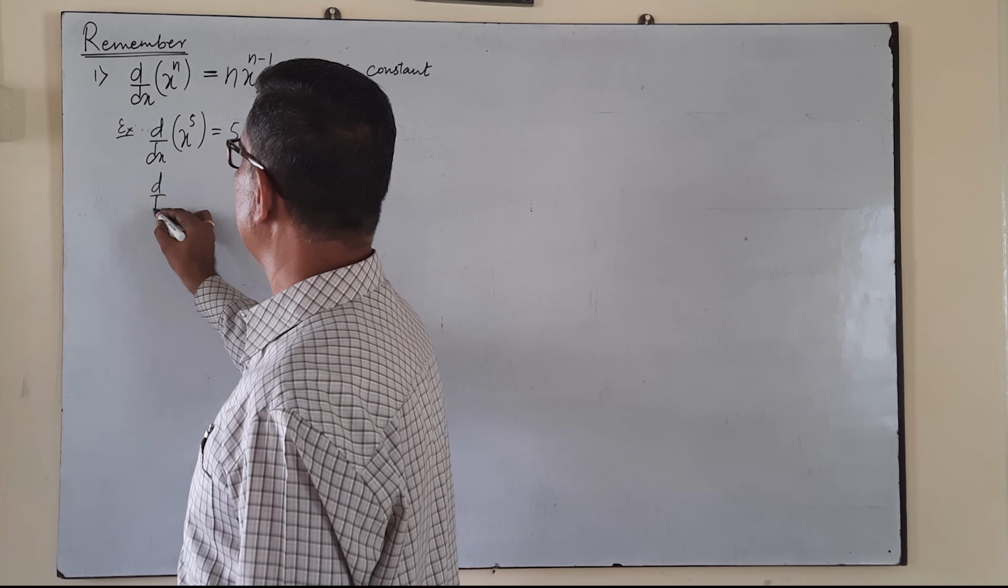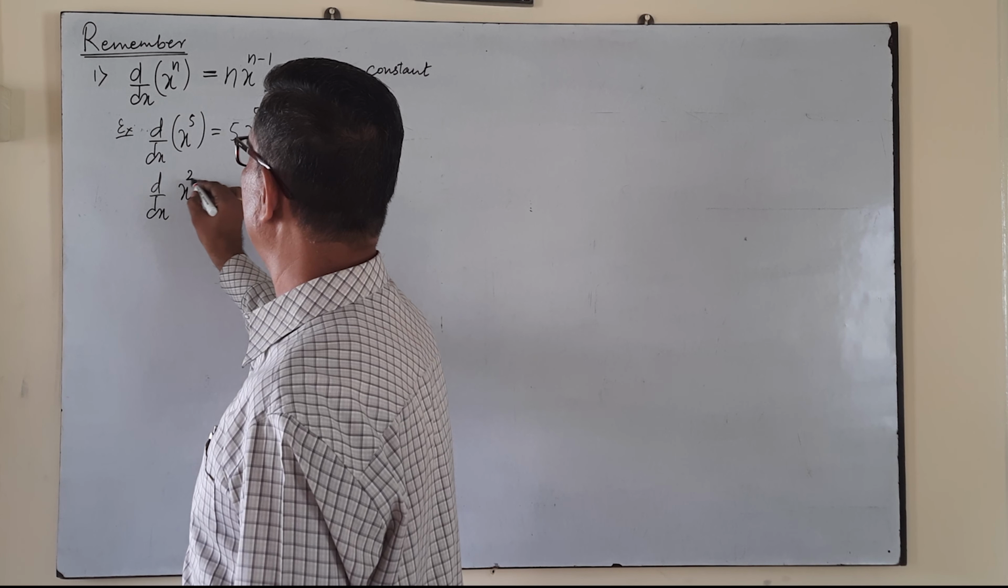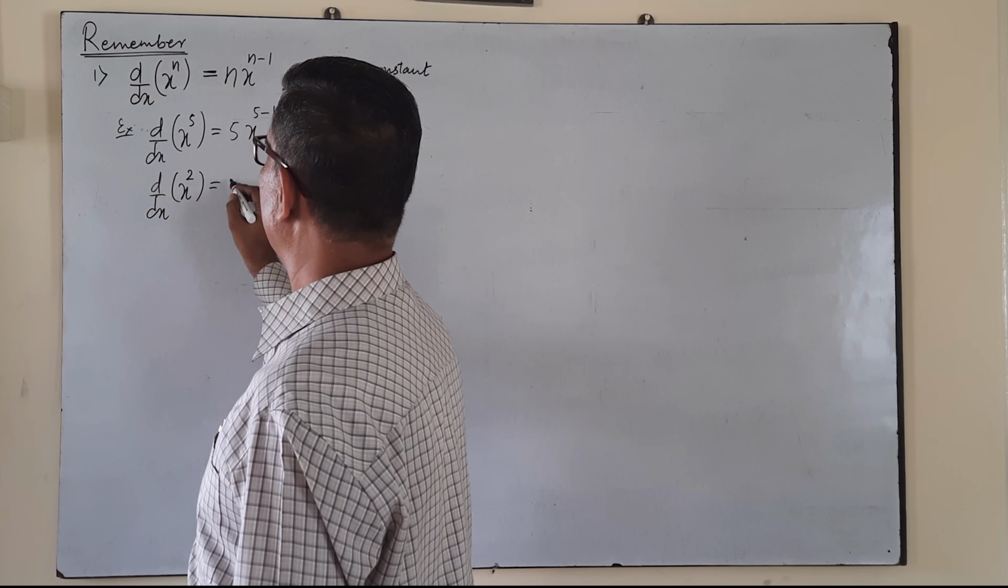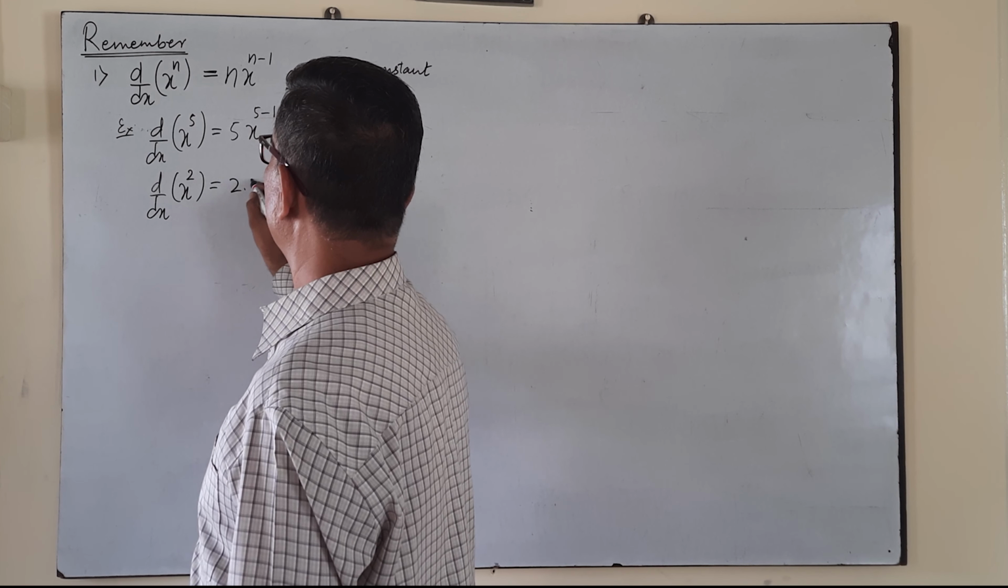Another example, what is derivative of x power 2? The value of n is 2. 2 into x power 2 minus 1, that is 2 into x power 1, that is 2x. Okay, what is derivative of x power 7? The value of n here is 7. Remember that formula, n x power n minus 1, n value is 7. X power 7 minus 1, that is 7x power 6.